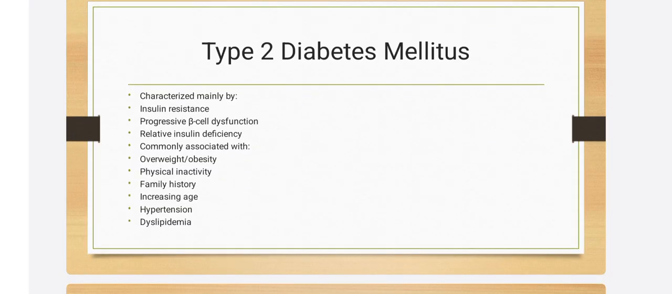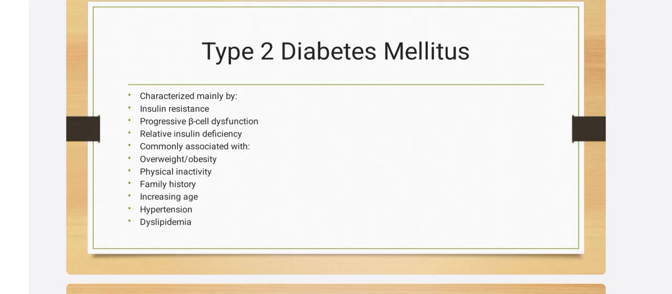Next, type 2 diabetes mellitus. Type 2 diabetes is the most common form of diabetes. Unlike type 1, type 2 diabetes is not usually caused by complete absence of insulin at the beginning. Instead, the major problem is insulin resistance. Insulin resistance means that tissues such as skeletal muscle, adipose tissue, and the liver do not respond adequately to insulin. Initially, the pancreas may compensate by producing more insulin. However, over time, pancreatic beta cells become dysfunctional. Therefore, the patient eventually develops relative insulin deficiency along with insulin resistance.